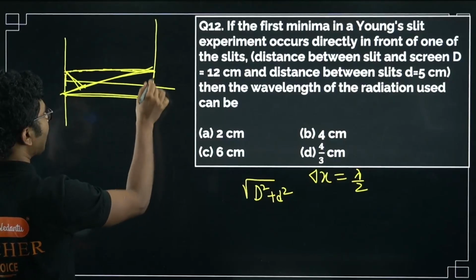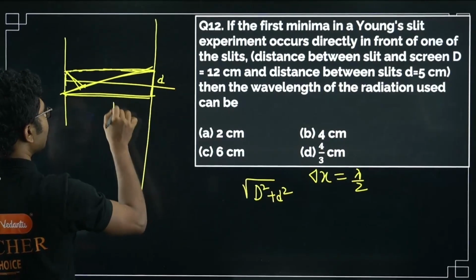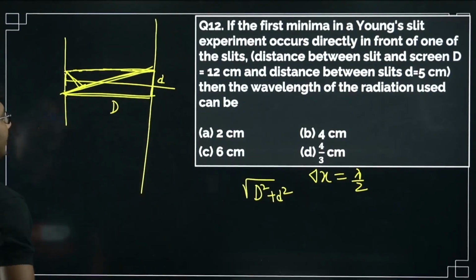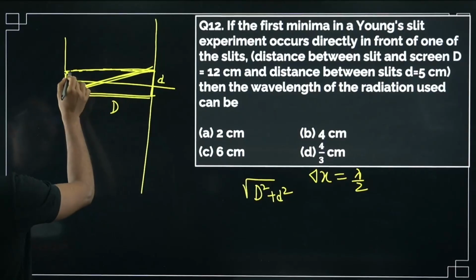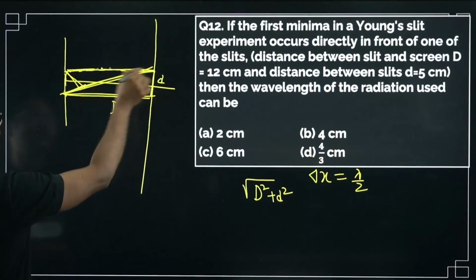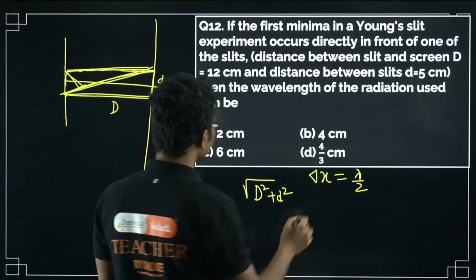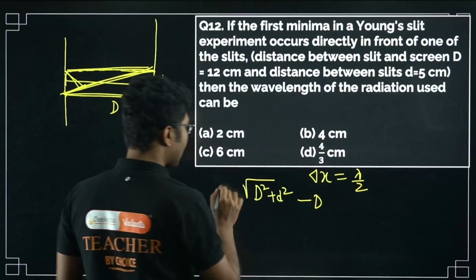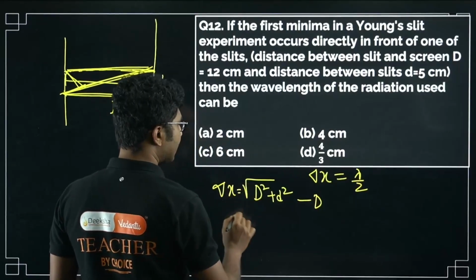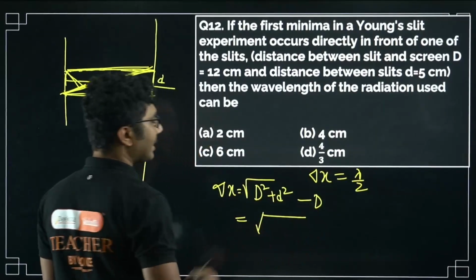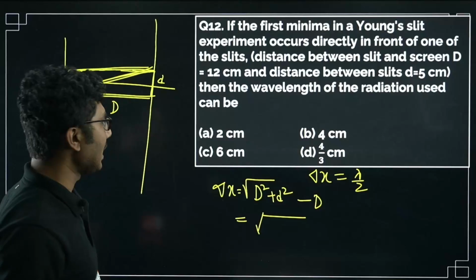Pythagoras theorem: this is capital D, this is small d. So this is the square root of D square plus small d square. And what is the distance traveled by this? Distance traveled by this is equal to D. So this is the path difference, as simple as that. Now you have to put in the values and calculate the path difference, then you can calculate lambda.